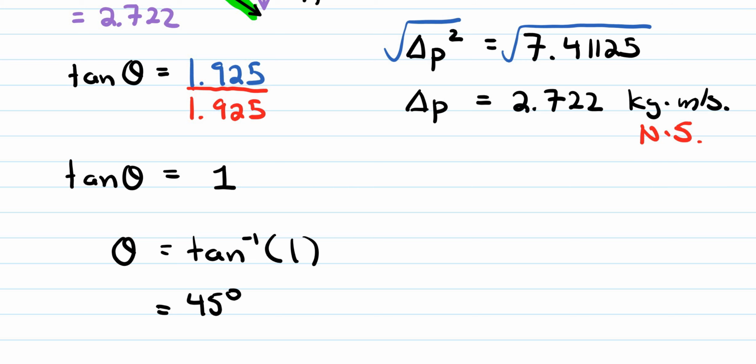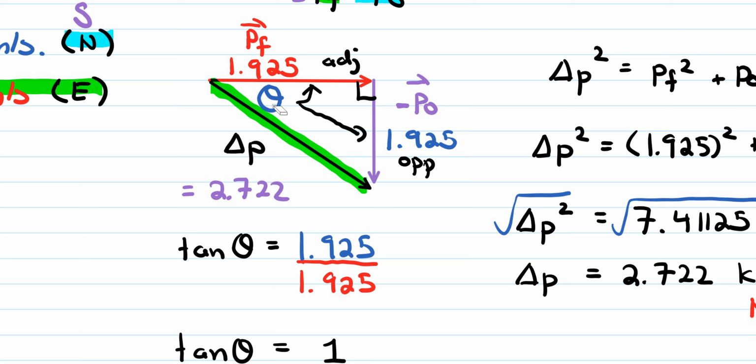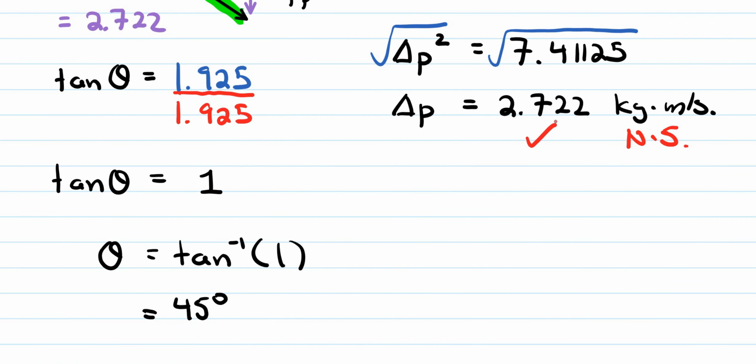If I go back to my diagram, this is really 45 degrees here. Since it's 45 degrees, you can say south of east or east to south. It doesn't really matter because it's 45 degrees. Once again, the magnitude is 2.7 and the direction will be 45 degrees, going in the south of east direction, or you can say east to south. It really doesn't matter when you have 45 degrees.